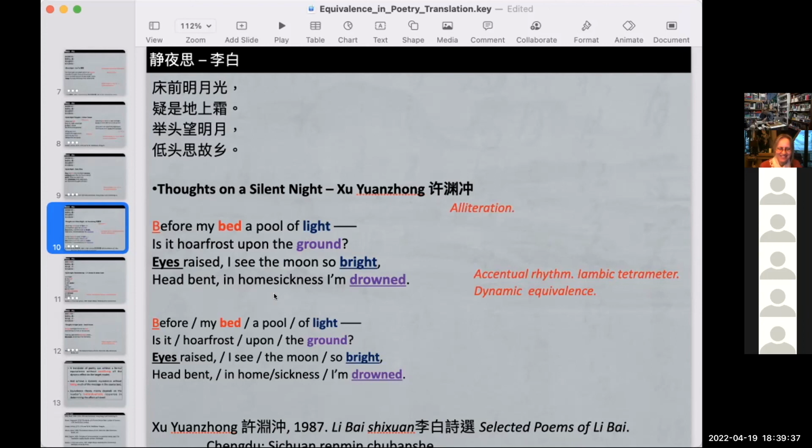Yeah, I'm not saying it sounds natural. I agree with you that it sounds unnatural. "Eyes raised, head bent, in homesickness, I'm drowned." All this sounds unnatural. Yes, I agree with all those who say this is unnatural. But what I am saying is, he is trying to do the impossible.